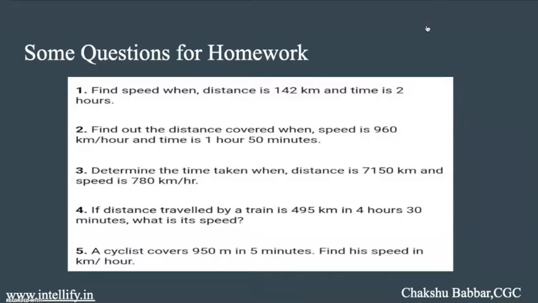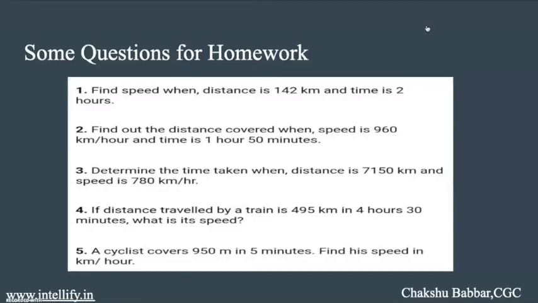First question. Find speed when distance is 142 kilometers and time is 2 hours. We know speed is equal to distance divided by time. So distance is 142 kilometers and time is 2 hours. So our speed will be 142 divided by 2, which is 71 kilometers per hour. Now we will do the second question.